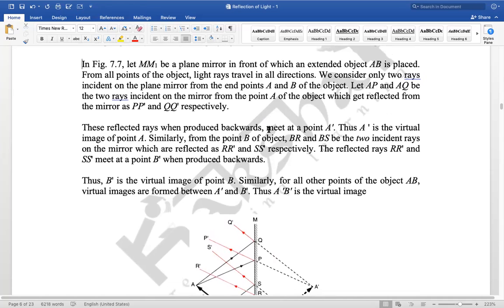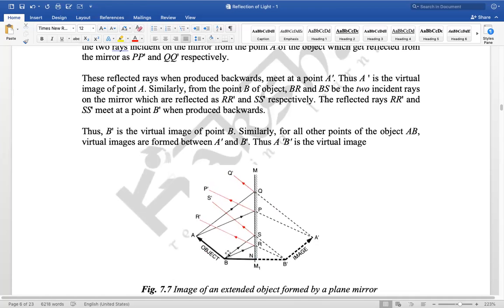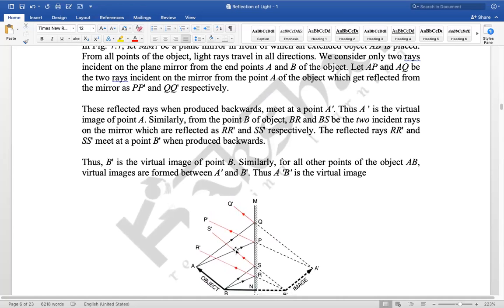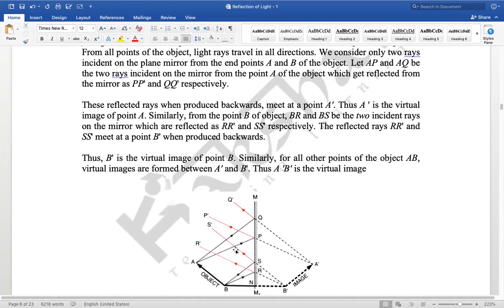In this figure, let MM1 be a plane mirror in front of which an extended object AB is placed. तो ये देखो ये ऑब्जेक्ट है AB which is placed on this. Now from all points of the object, light rays travel in all directions. We consider only two rays incident on the plane mirror from the end points A and B. तो हम लोग दो पॉइंट, एक पॉइंट A और दूसरा पॉइंट B, इन दोनों पॉइंट से हम लोग रेज को कंसिडर करेंगे. इन दोनों पॉइंट को ऑब्जेक्ट मान के इन दोनों का इमेज बनाएंगे.